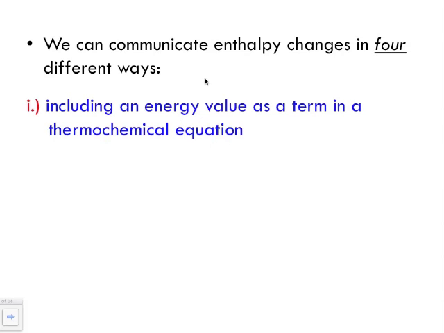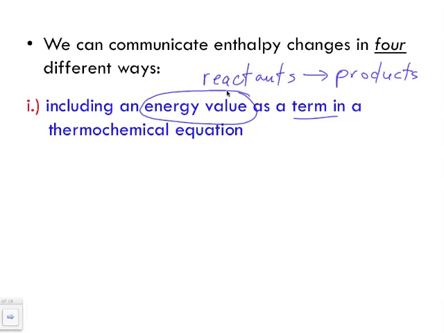So what we're going to have is pretty much our typical balanced equation, right? We will have our reactants to form our products, and the terms in our reactants and products will be the compounds involved with this reaction. But one of the terms will actually include some kind of an energy value.